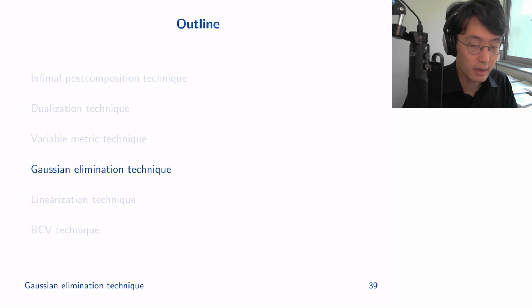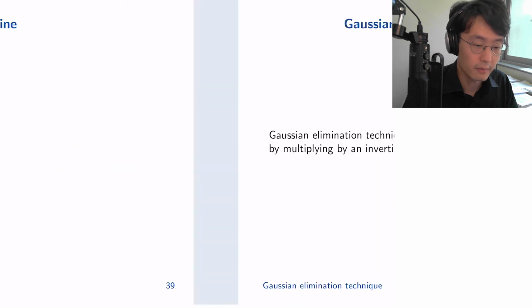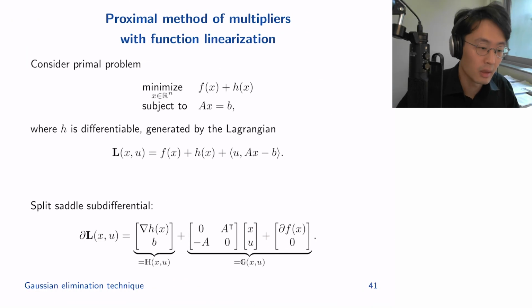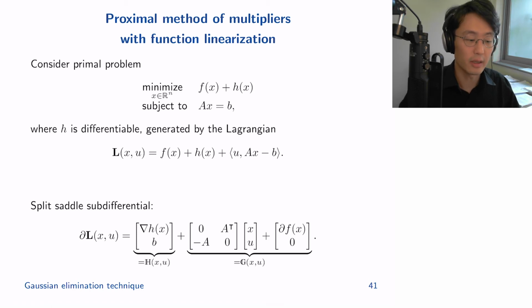The next technique to study is the Gaussian elimination technique. The key idea of the Gaussian elimination technique is to make the structure of these inclusions upper or lower triangular by multiplying by an invertible matrix. Let's derive the proximal method of multipliers with functional linearization using this Gaussian elimination technique.